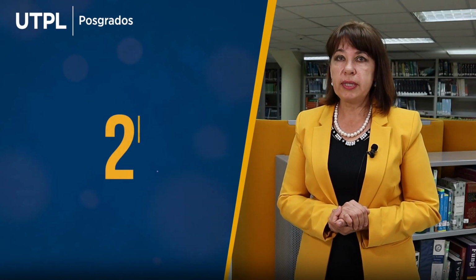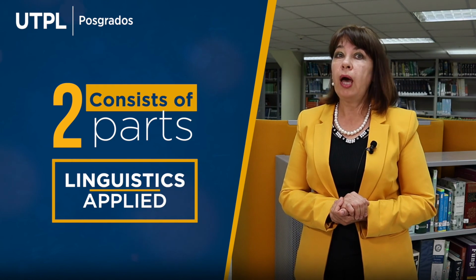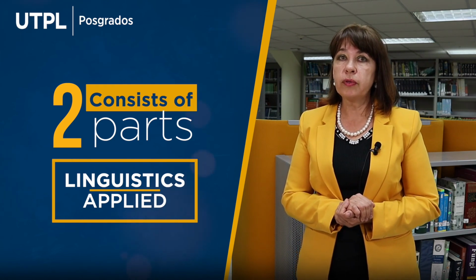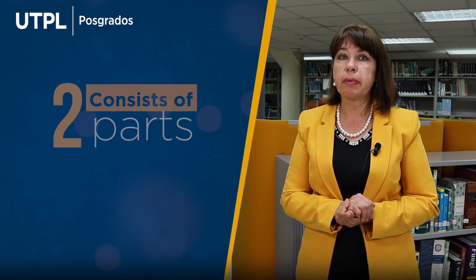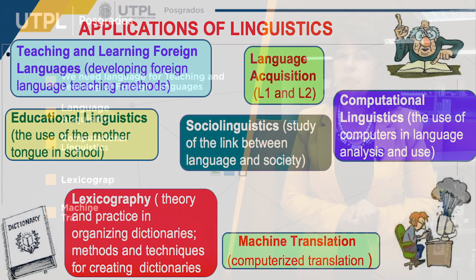The term applied linguistics consists of two parts: linguistics, which refers to the science of language, and applied. The second part of the word implies that language is applied to something. Basically, linguistics concerns everything related to language and the areas where it can be used or applied. Since language is everywhere, it can be applied to practically all aspects of human life. Let us name just some of the applications.